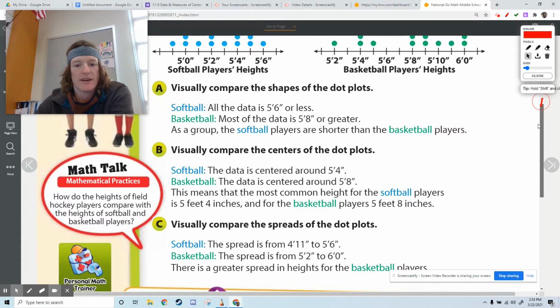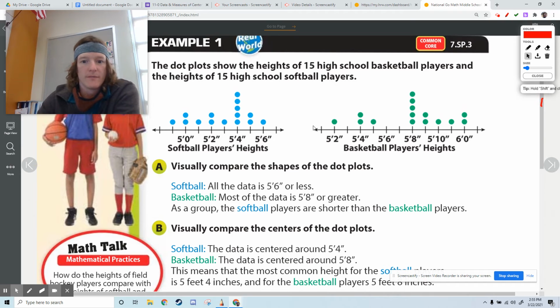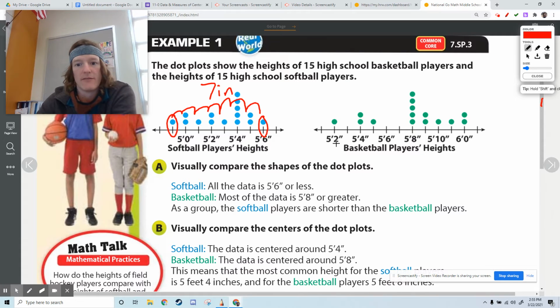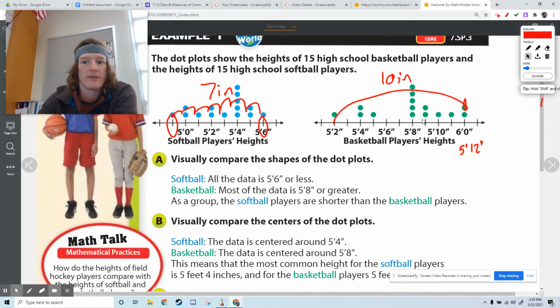If we look at the spreads, we have how many inches from here to here? Well, this is 1 inch, 2 inch, 3 inch, 4 inch, 5 inch, 6 inch, 7 inches. That is our range. 5'6" minus 4'9" is 7 inches. From here, we're going up 10 inches, because this is 5'2", and we're going to 6 foot. This is 5'12". So we're going up by 10. So 10 inches is our range here. So our basketball players are more spread out than our softball players.